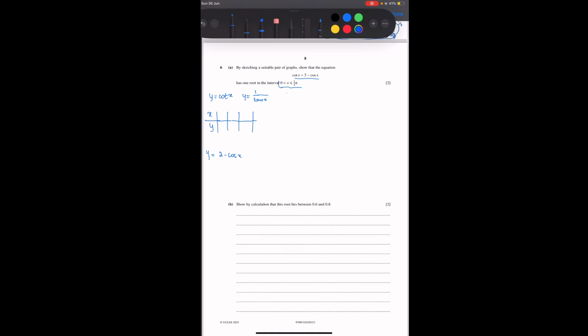So x has a range of 0 to half pi, but 0 is not included. Let's say I start from 1 upon 4 pi, then 1 upon 3 pi, and then 1 upon 2 pi. The corresponding y values are 1, 0.6, and then infinity. Infinity means that over here there's going to be an asymptote. Now I'm going to do the same with this equation. I'll assign the same values: 1 upon 4 pi, 1 upon 3 pi, and 1 upon 2 pi, and the corresponding y values are 1.3, 1.5, and 2.